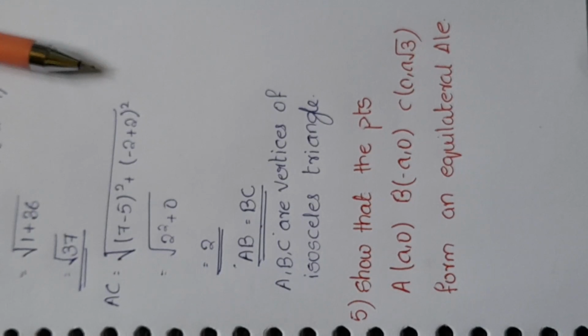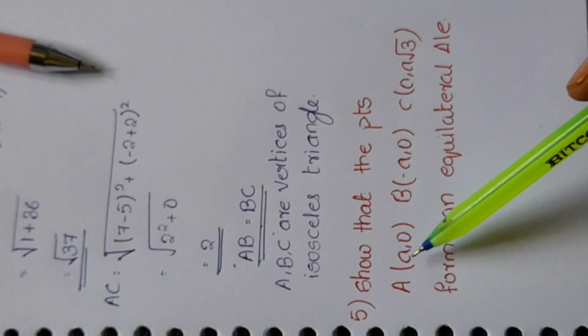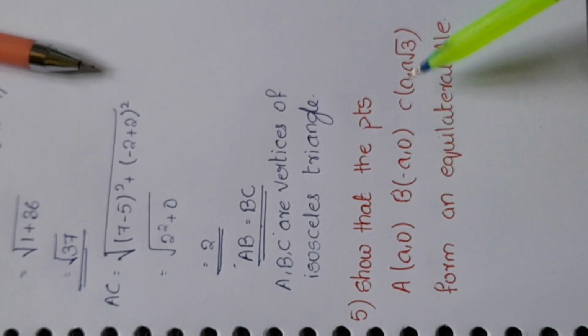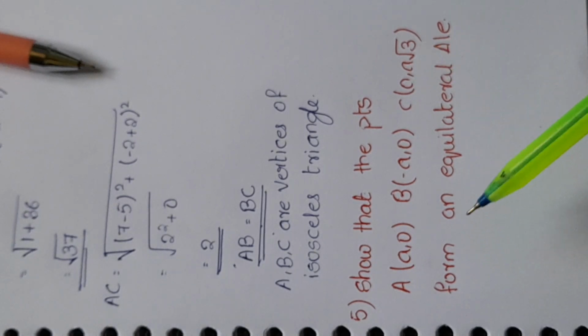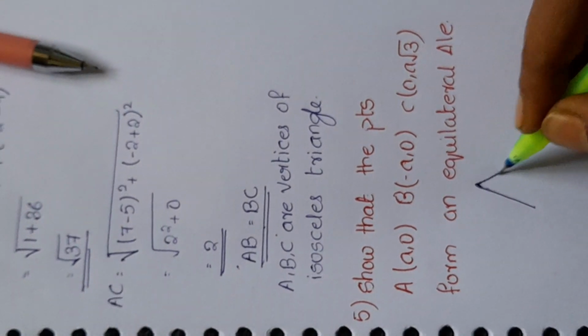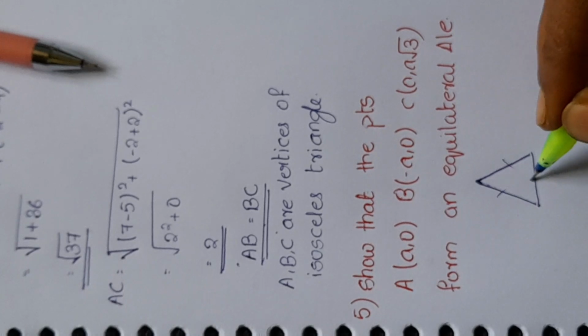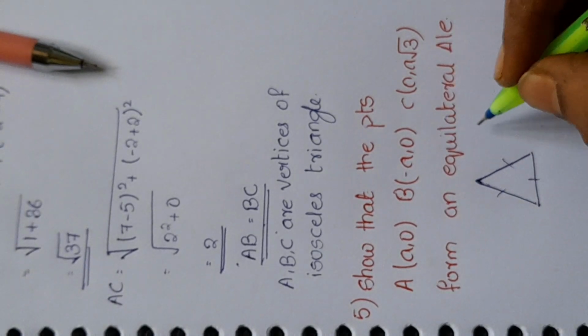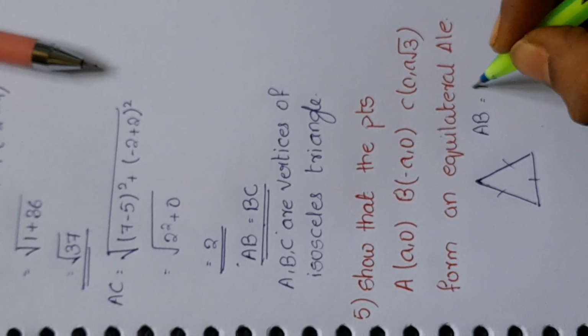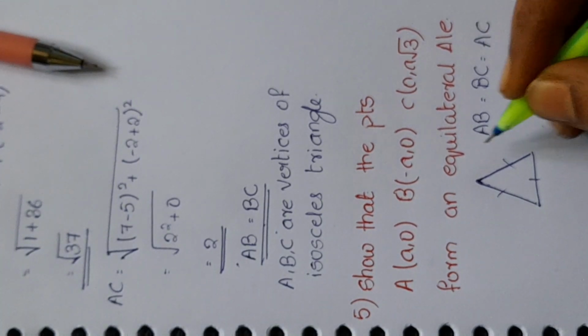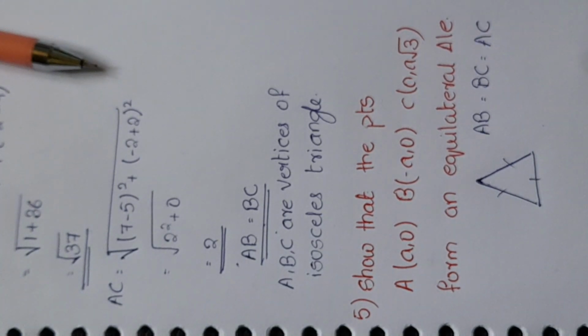Fifth question is, show that the points A (a, 0), B (minus a, 0), C (0, a root 3) form an equilateral triangle. The condition for the equilateral triangle is all the three sides should be equal. That is, AB should be equal to BC and BC should be equal to AC. That is, all the three sides should be equal to form an equilateral triangle.